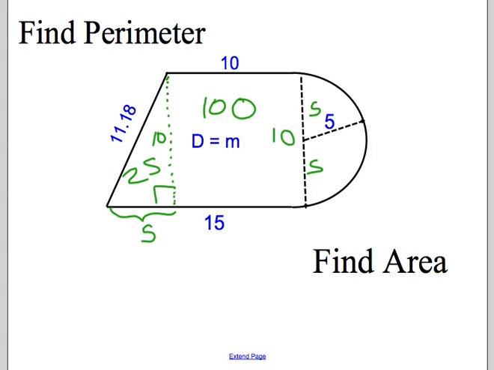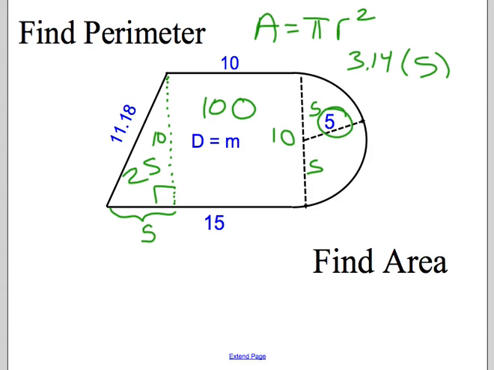Right, so now we're at our circle. So our formulas are pi d, pi r squared. Squared deals with the area, so pi r squared. I'm going to write that down so I don't have to remember it. Pi is 3.14. And then radius squared. Radius is 5.